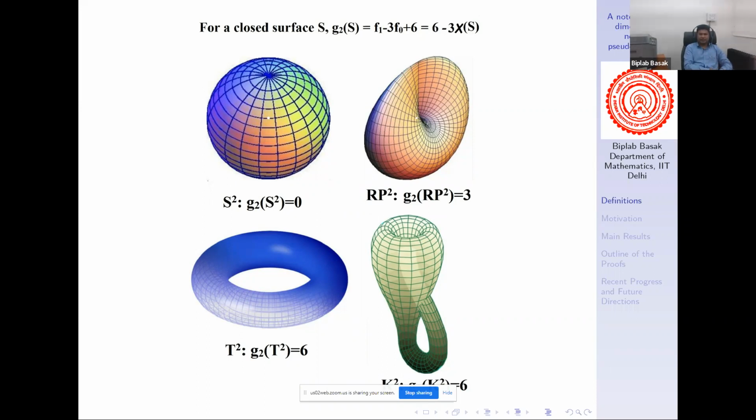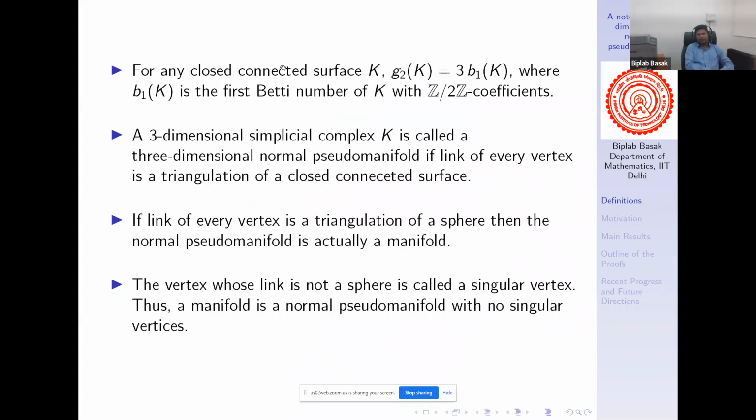And you can check by this formula that g2 of the sphere will be 0. That means g2 of a triangulation of the sphere will be 0. And if we take any triangulation of RP2, then g2 of that triangulation will be 3. And similarly, g2 of the torus and Klein bottle will be 6. So therefore, you can say that for any closed connected surface K, g2 of K is just 3 b1(K), where b1 is the first Betti number of K with Z2 coefficients. Fine.